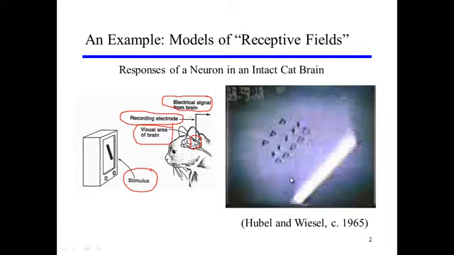And I'm going to show you a movie that will have this bar of light moving in a particular direction. And what you're going to hear are the responses of one particular brain cell in a cat's brain. And you're going to hear the responses because Hubel and Wiesel have converted the electrical signals that they're recording into sound signals. So are you ready? Here we go.